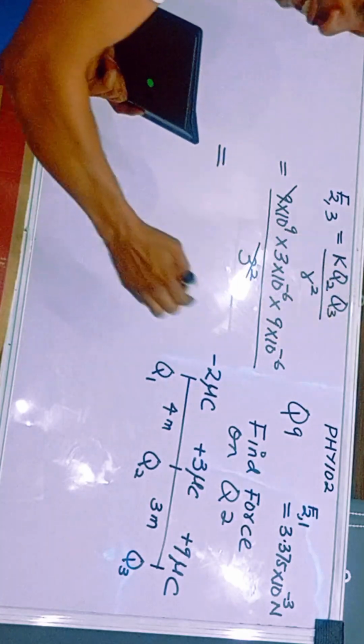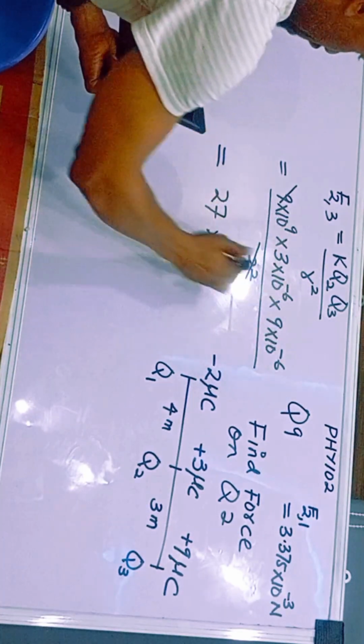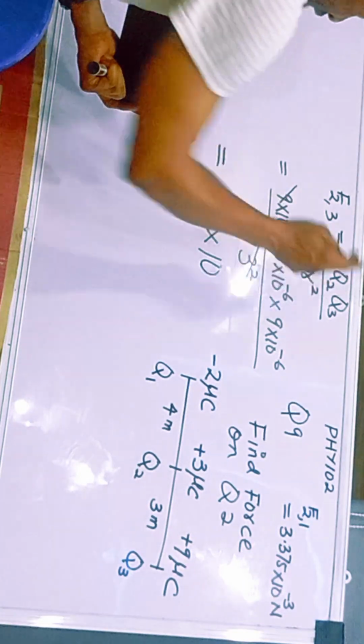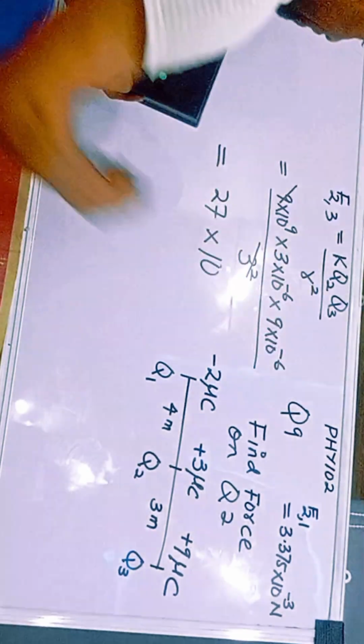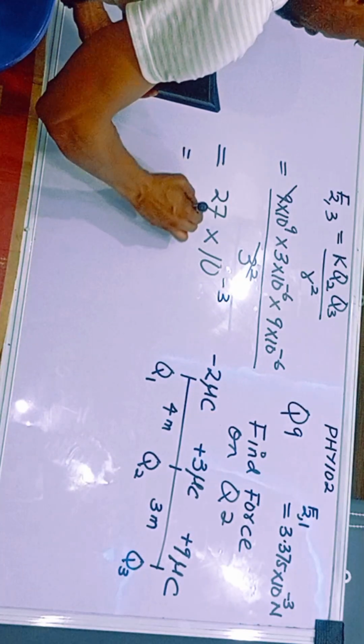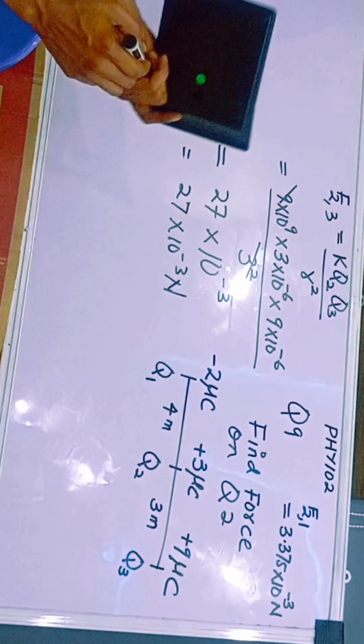3 times 9, 27 times 10. Take one of the bases. We'll add the powers. 9 minus 6 is 3. 3 minus 6 is minus 3. So what's the result? 27 times 10 raised to power minus 3 Newton.